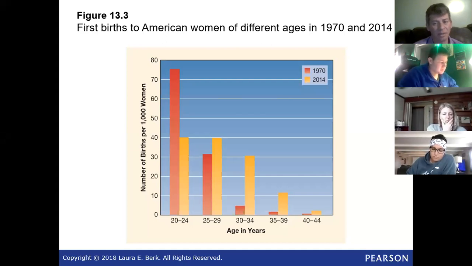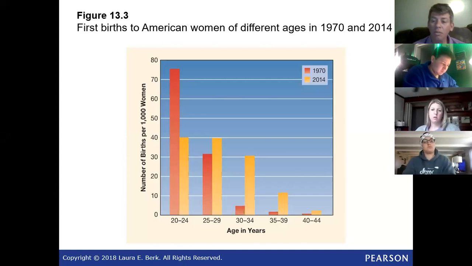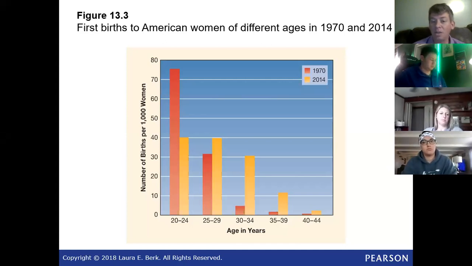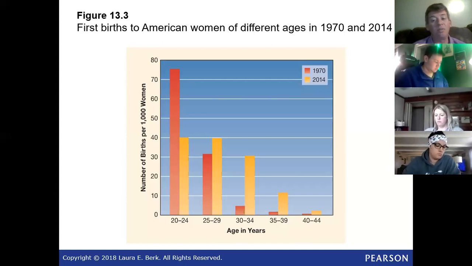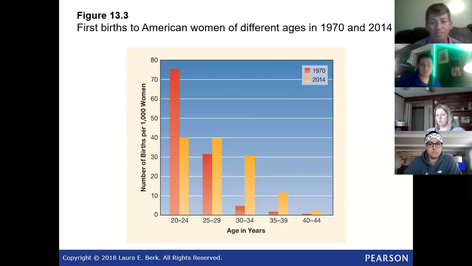That's almost half as many. But then there's a shift. In 1970, between the ages of 25 and 29, it drops significantly below half of the number for women between 20 and 24. But in 2014, ages 25 to 29, there really is no change. They keep the status quo. It changes even more dramatically for the 1970 population, 30 to 34. It drops to like 4.5, 5 per 1,000 women.